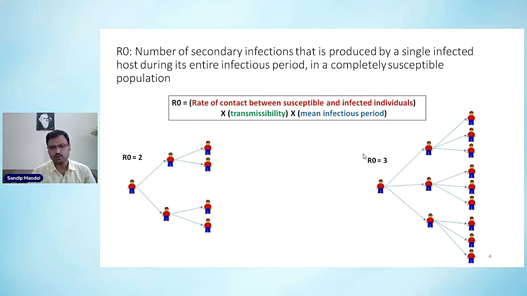Say for R0 equal to 2, normally the threshold is that it can infect about 50% of the population. But if R0 equal to 3, it can infect about 66% of the population, considering homogeneously distributed populations. So these are the threshold values.